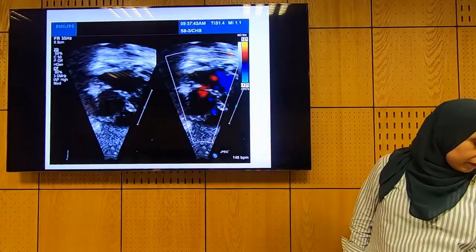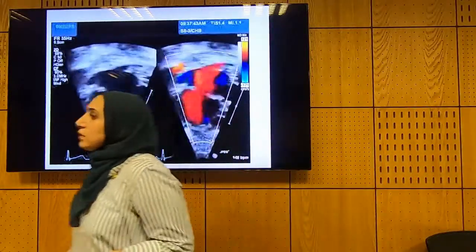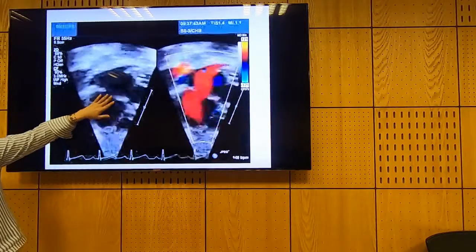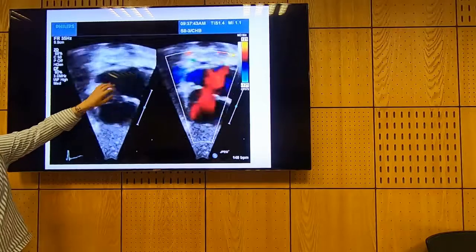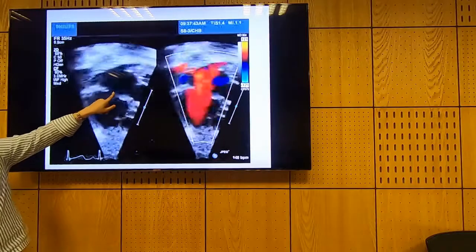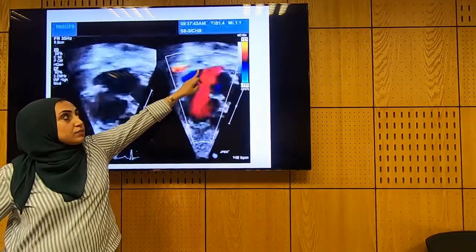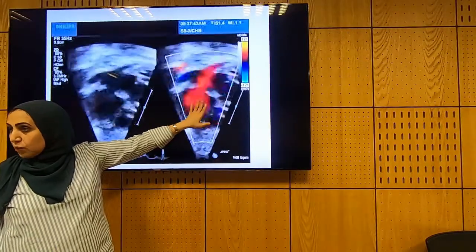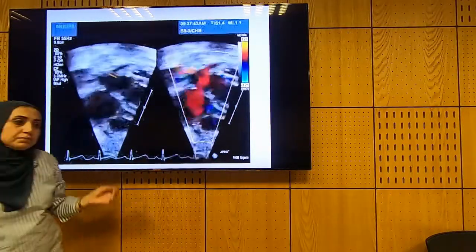We have another type of ASD. So actually this is the subcostal view, and this was with color and this without color. So we have here, this is the liver, so this is the right atrium, the one closer to the liver, and this is the left atrium, and this is the intra-atrial septum. And what we saw here is the defect. And here with the color, it's shunting from left to right because the flow is red. So this is ASD.